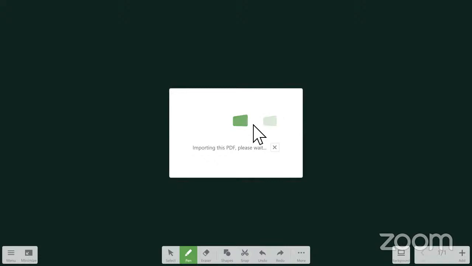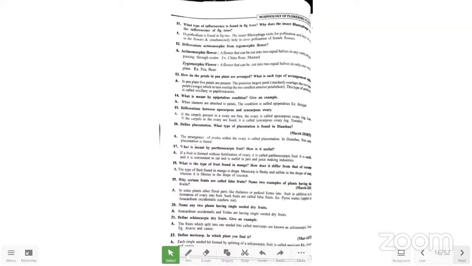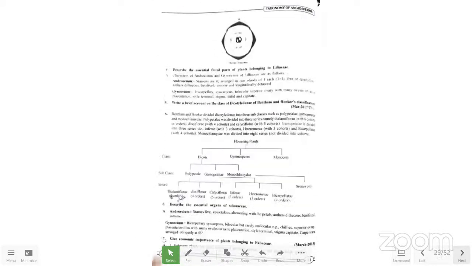In the SAQs from the 8th chapter, we have seen how to write the answer for the floral diagram. We have seen the first question, that is, describe the floral diagram and the floral formula, and the next one is the non-essential floral parts of Fabaceae. Next, the description of the floral diagram, this also we have seen.